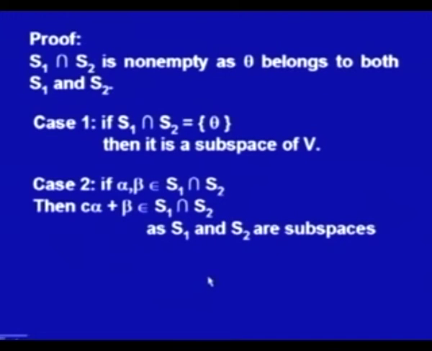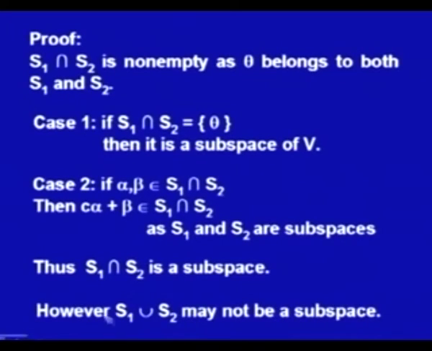Now, since S1 and S2 are subspaces, C alpha plus beta belongs to S1, C alpha plus beta belongs to S2. So, they belong to S1 intersection S2 also, and that means S1 intersection S2 is a subspace. That proves the theorem.